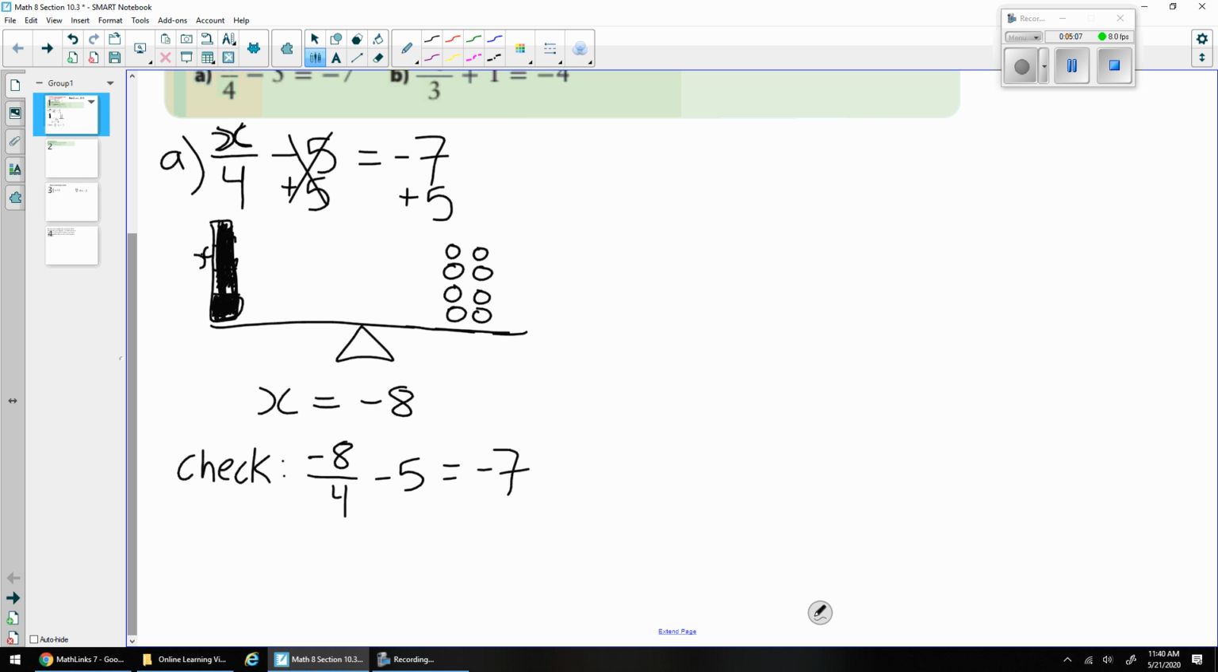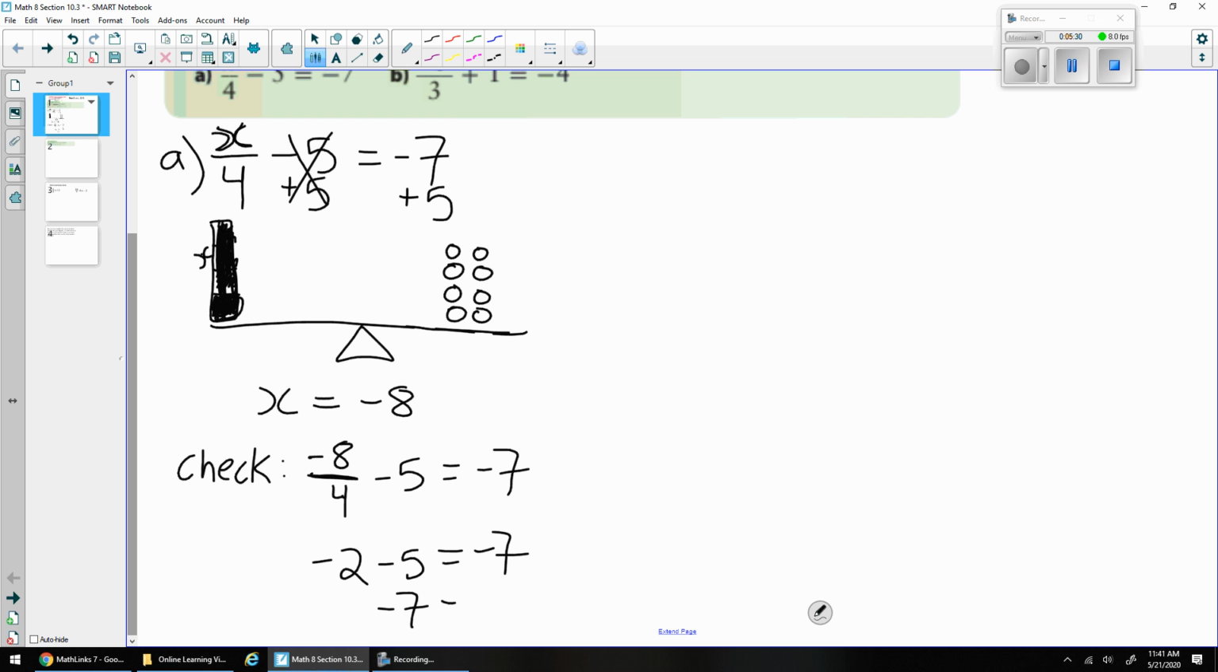So now that I'm not solving for x, I need to follow order of operations. So I do the division here first. So negative 8 divided by positive 4. A negative and a positive makes a negative. So I have negative 2 minus 5, which is equal to negative 7. Negative 2 minus 5 from negative 2 is negative 7.